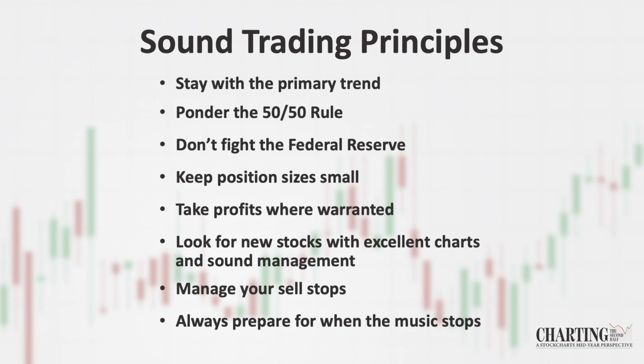I'm always big on keeping position sizes small. If you're trading 1,000 share lots, the volatility in your portfolio is going to be much higher than if you trade 100 or 200 share lots. Take profits when warranted, meaning that if you get a 20% pop in a stock and you've got 200 or 300 shares, take half of that position off. You've made some money. There's no reason to leave it there for the algos to take.